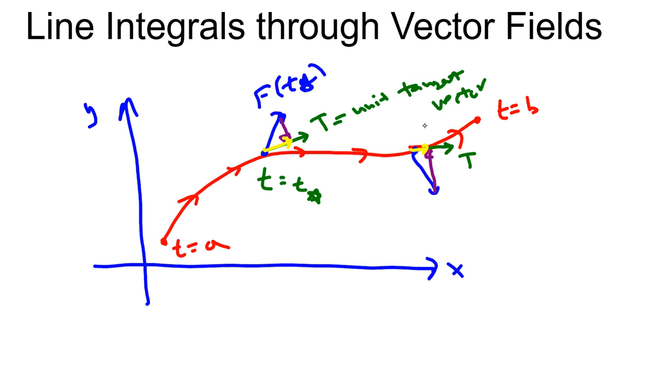Now, before we can go any further and build what's known as a line integral through a vector field, I need you to recall a special fact about dot products. So you have two vectors A and B. A dot B can be found by taking the norm of A times the norm of B times the cosine of the angle between them. And the geometric interpretation of this is what's so important.